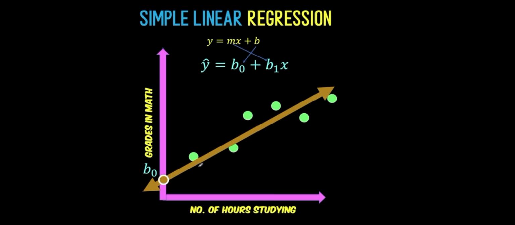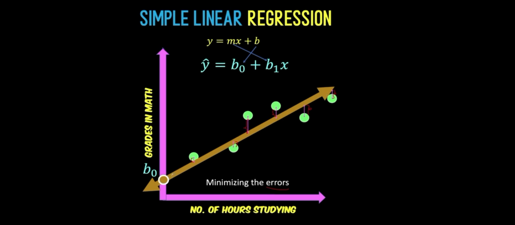Now notice that the actual observations are not exactly on the regression line. That means there are errors. For example, this point here is a little bit above the regression line, whereas the second point is below the regression line, and this point is further away from the regression line. This distance is what we call the error. There are errors above the regression line, and there are errors below the regression line.